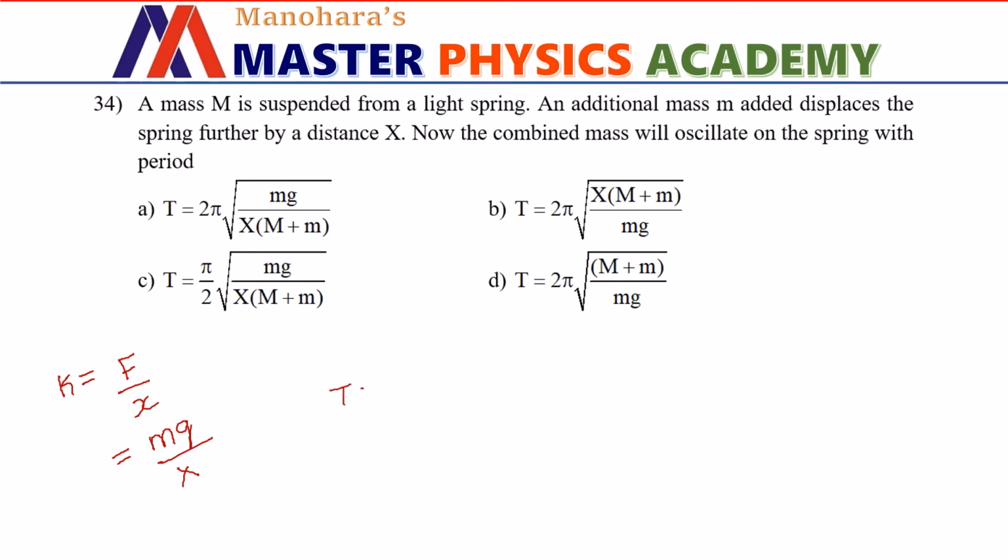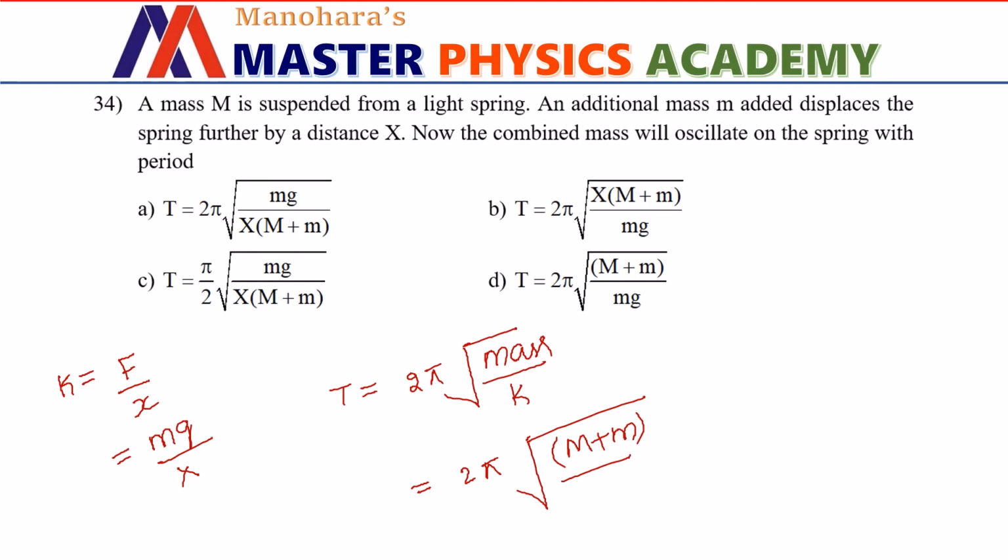Then the time period of a spring is given by 2 pi root of the mass loaded divided by the spring constant. Now the mass loaded is the total mass, that is capital M plus small m. Therefore the total mass hung from the spring will be M plus m. And we noted that the spring constant is given by mg, small m multiplied with g, whole divided by x. That will go to the numerator. Hence the correct option for this question is option B.